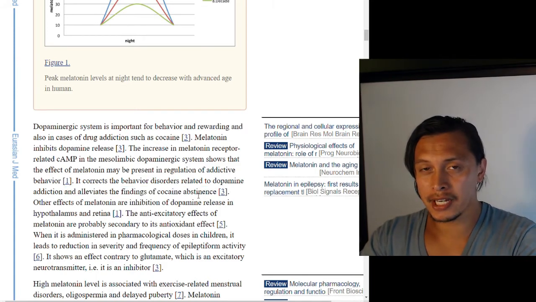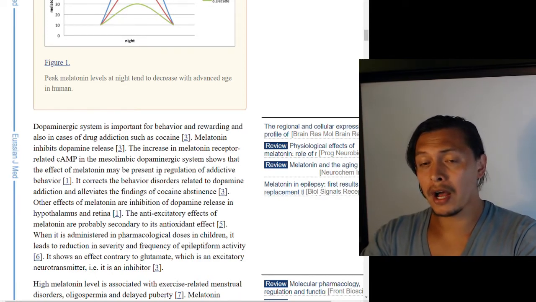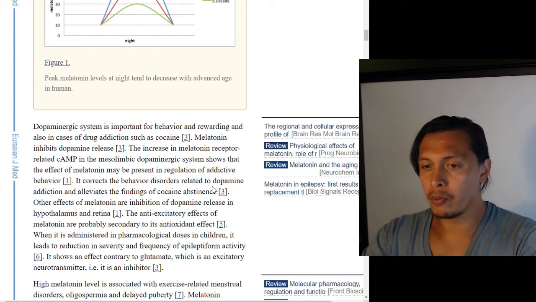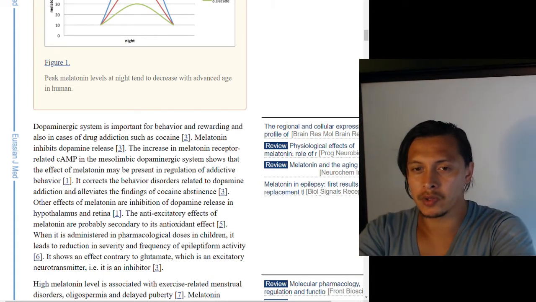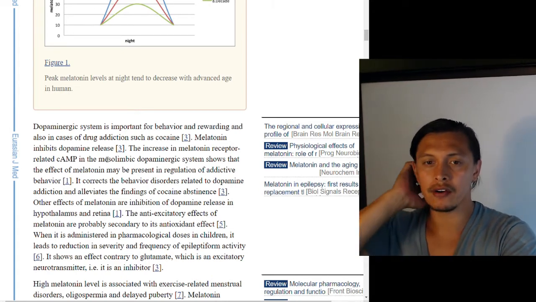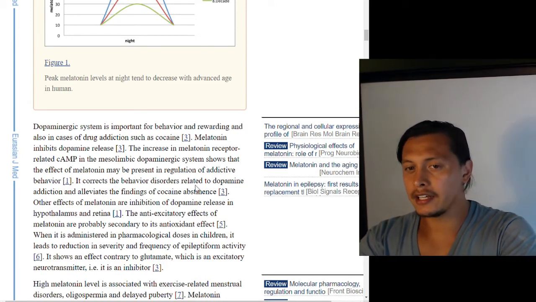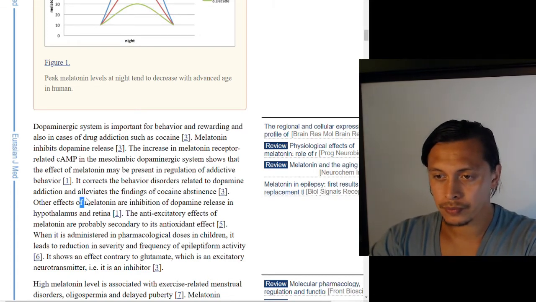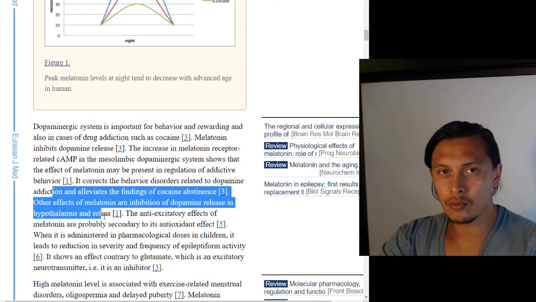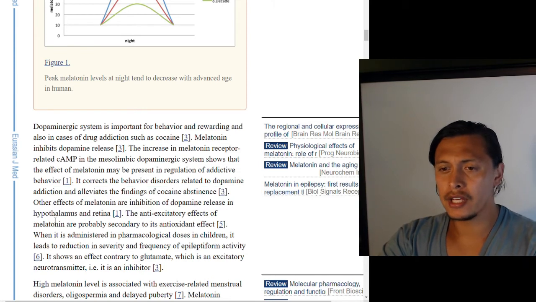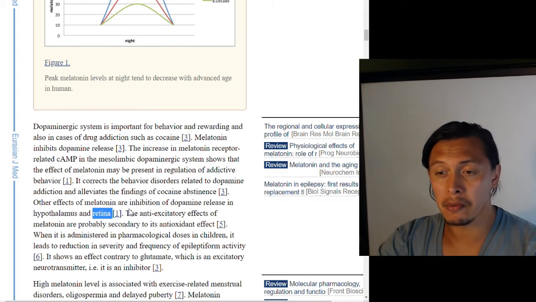So if you start to abstain from cocaine, if you start to detox from cocaine, and I would assume other alkaloids, melatonin might be one of the ways to suppress that dopamine addiction. So I believe you release a lot of dopamine as a result of taking opiates, or not opiates, but taking these alkaloid compounds. Other effects of melatonin are inhibition of dopamine release in the hypothalamus and the retina. So it's not just the hippocampus, the hypothalamus and the retina also release dopamine in some way.